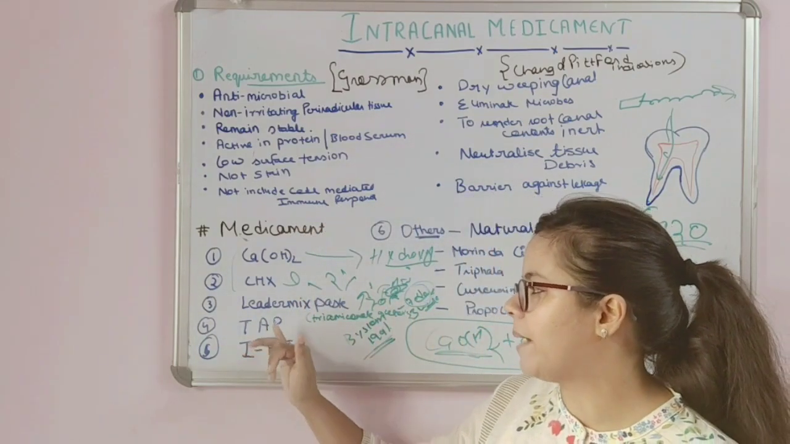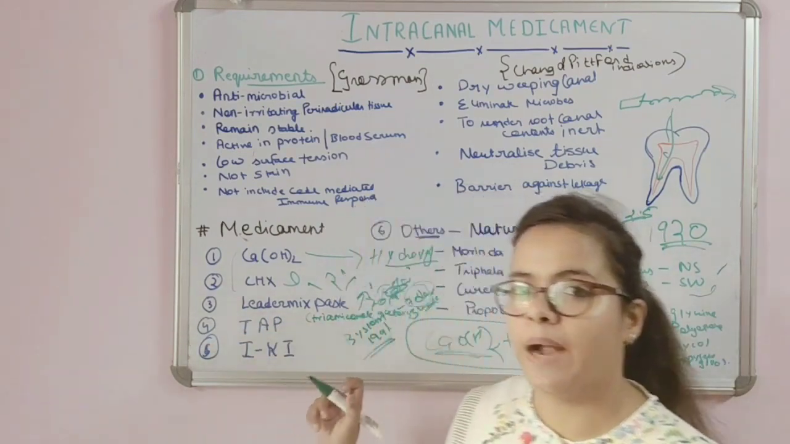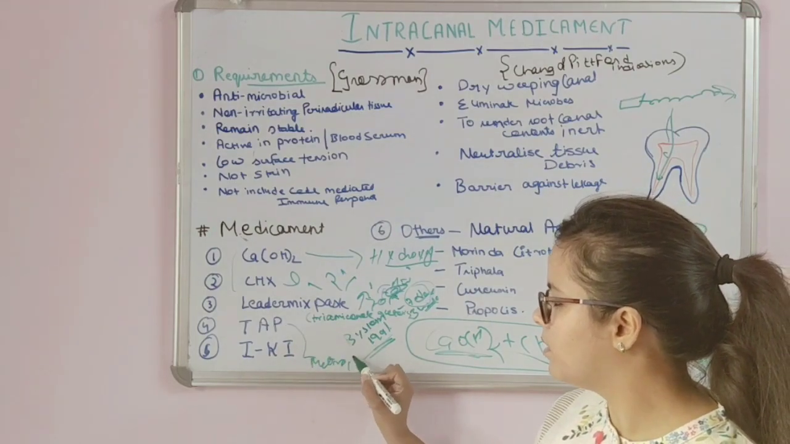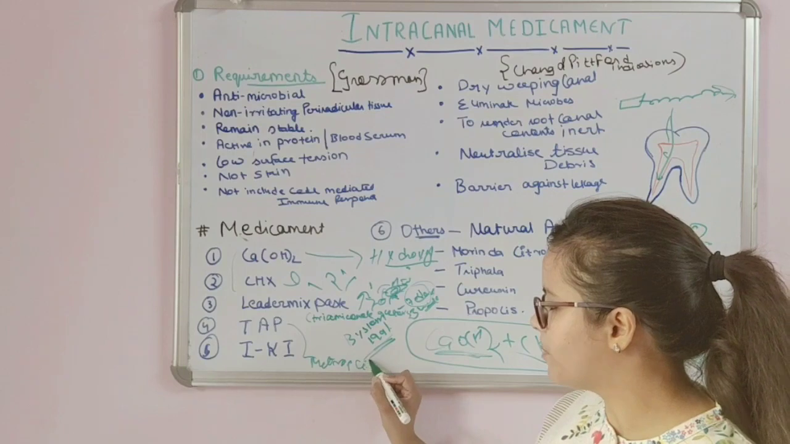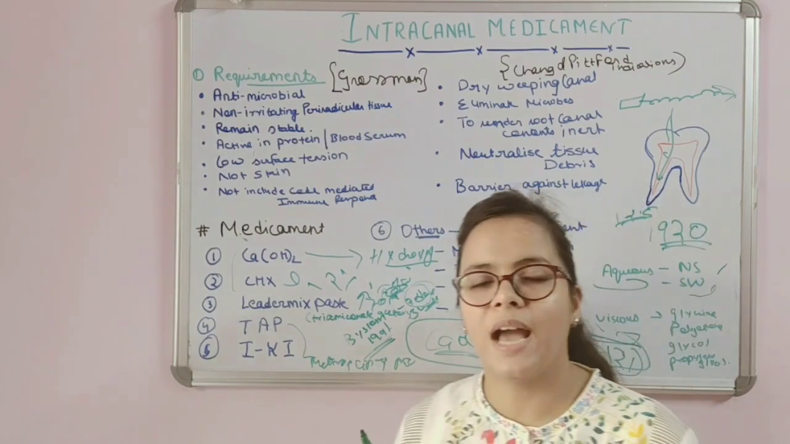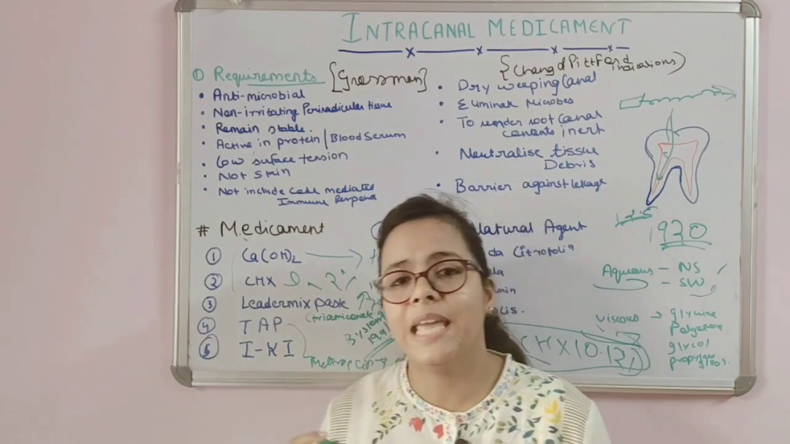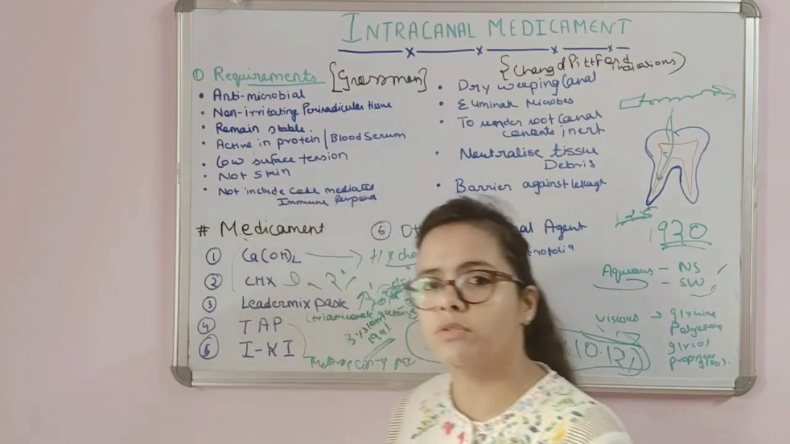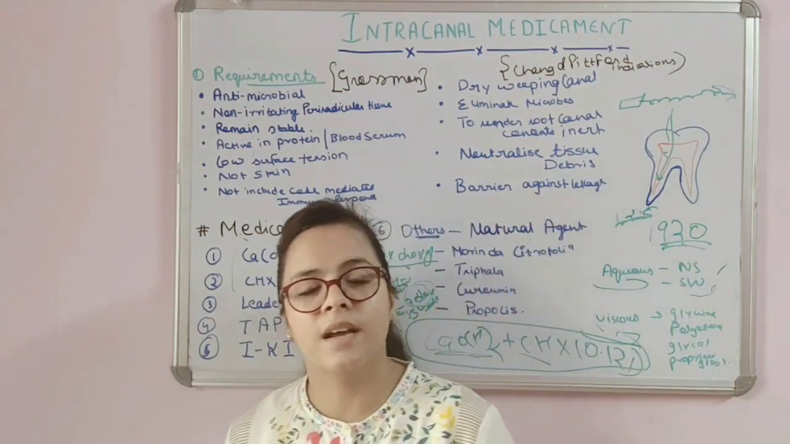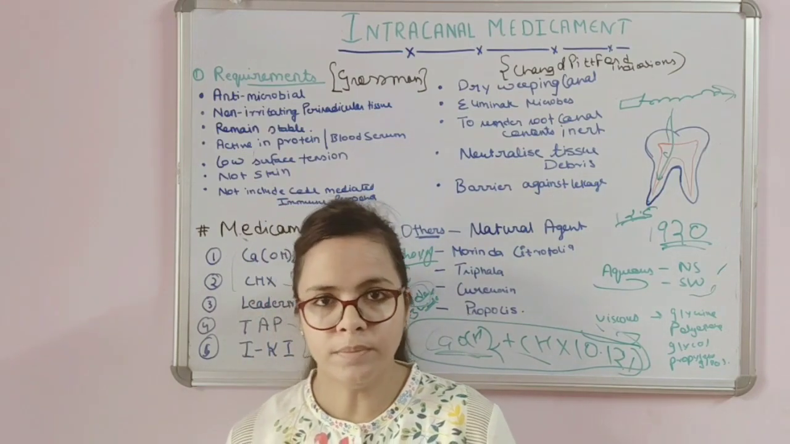So next we have TAP, that is triple antibiotic paste, and this triple antibiotic paste contains metronidazole, ciprofloxacin, and minocycline. Now, it is said that when you are using a certain material, it should not interfere with aesthetics. So when you are using triple antibiotic paste, it has minocycline, which basically causes discoloration of the tooth. So nowadays there is double antibiotic paste also.